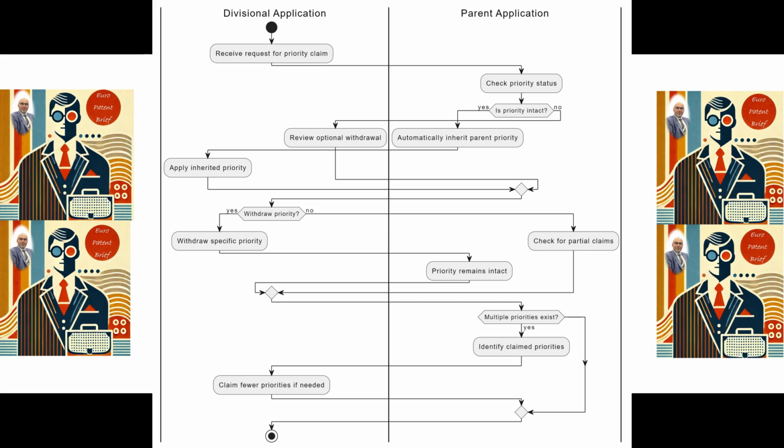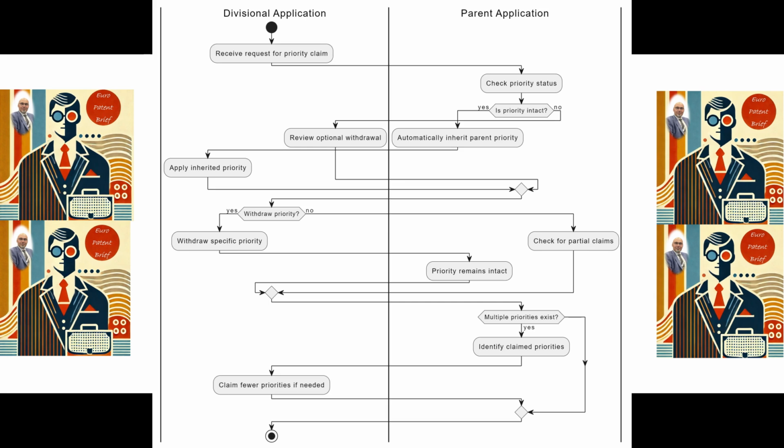1.2.1. Priority claim of a divisional application. A priority claim in the parent application automatically applies to the divisional. There's no need to claim it again. If the priority claim in the parent application has not been lost or withdrawn, it also remains valid for the divisional application. However, if you wish, you can withdraw the priority for the divisional application without affecting the parent's priority. Take a moment to reflect. Have you considered withdrawing the priority in your divisional?